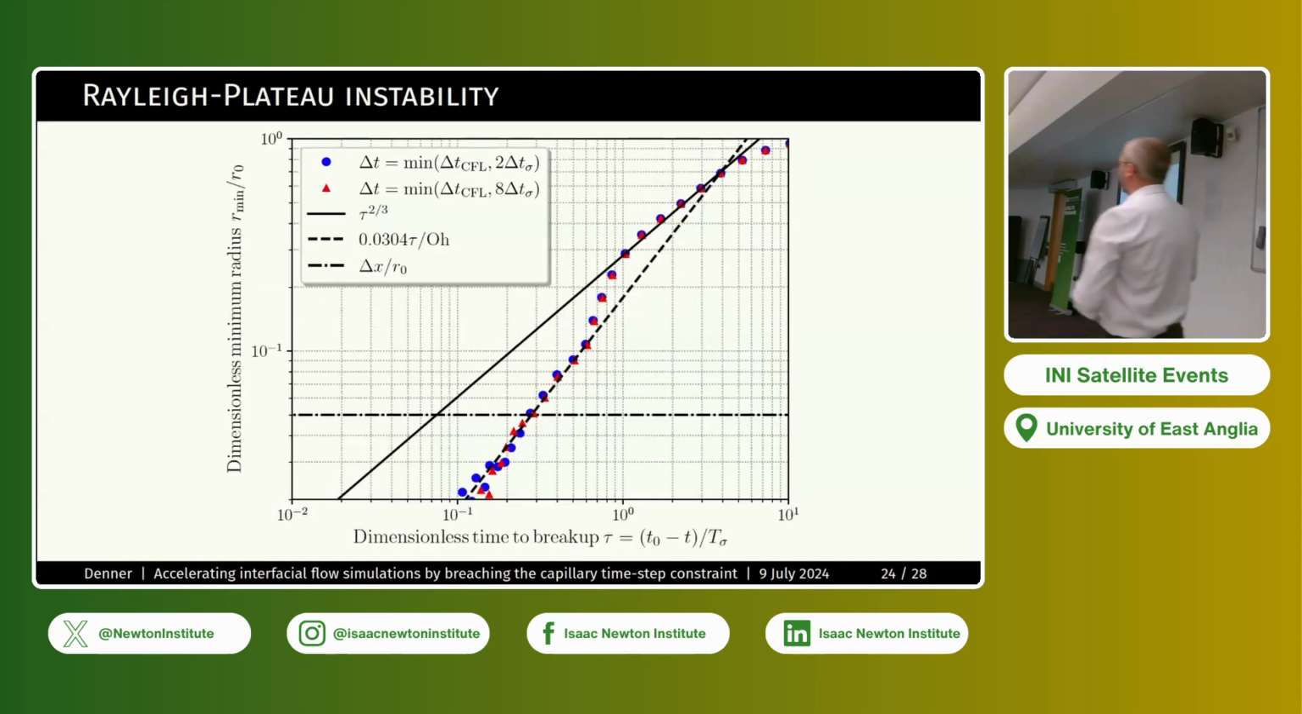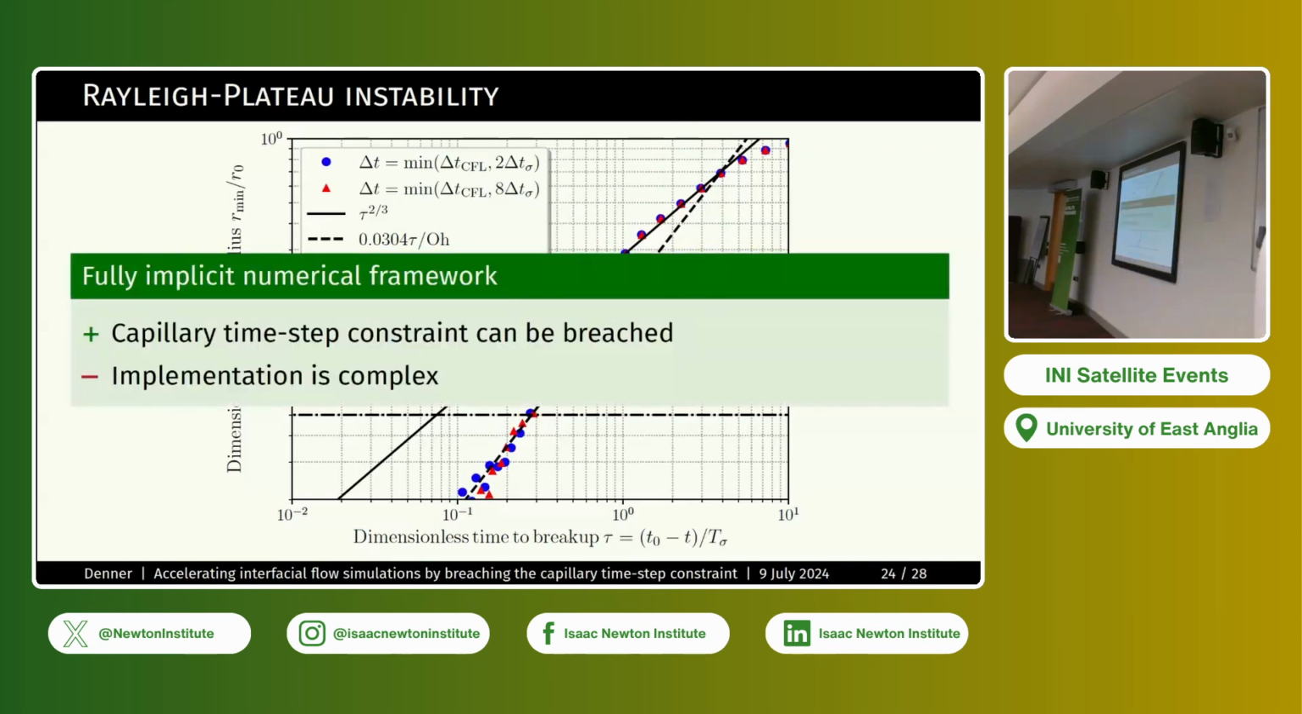We can look at the finite time singularity. Jens Eggers has pioneered this solution, where tau here is the dimensionless time to break up. At the beginning, the radius follows a tau to the power 2/3 decay, then moves on into a new regime dependent on the Ohnesorge number, and then below this dash-dotted line, we have essentially a resolution that is smaller than 1 cell. It will break up, but we can see that our solution again follows what we would expect from theory. Okay, so we can again breach the capillary time step constraint. We have to pay for it by a very complex implementation.